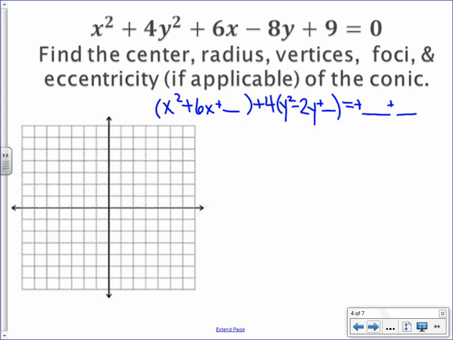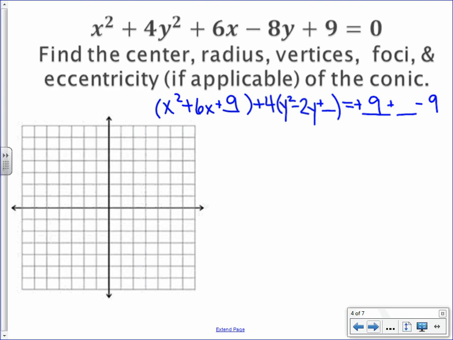Okay. And then go ahead and we'll move the constant to the other side. All right, we'll just focus on completing the square on the left side. Everything else goes to the other side. Okay. So, what number completes my square for the x's? 9. So if I add a 9 here, I have to add a 9 on the right side.